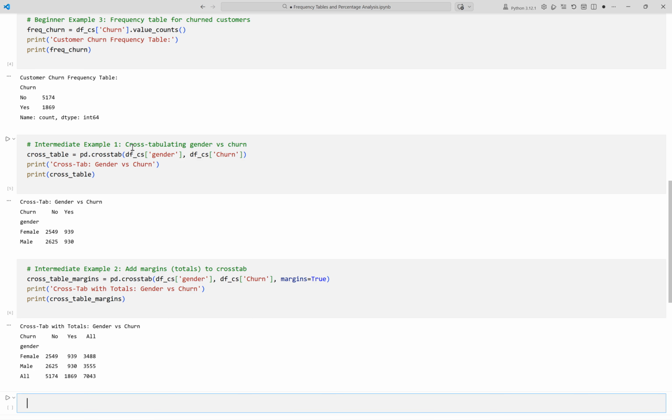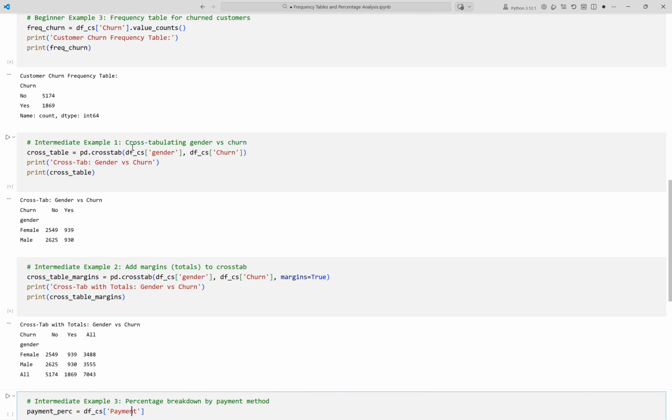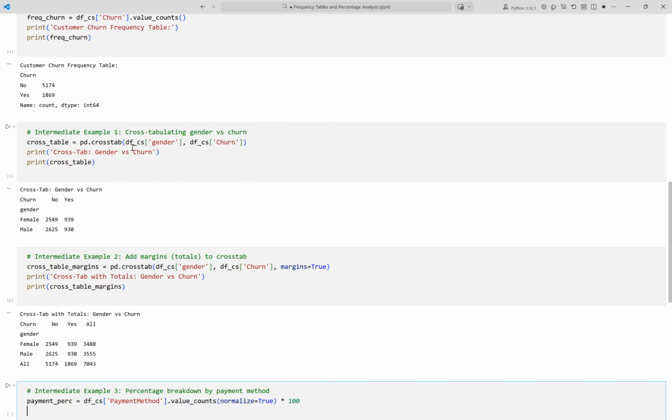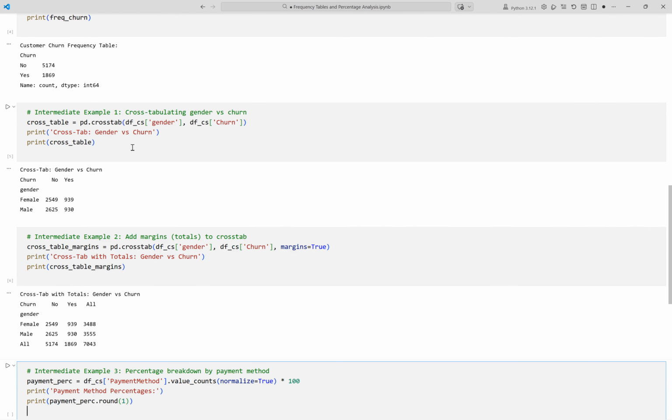Knowing customers' preferred payment methods can guide how services and offers are structured. We calculate the percentage for each payment method used by customers. We print these percentages to highlight dominant payment behaviors. We round the output for quick business interpretation.